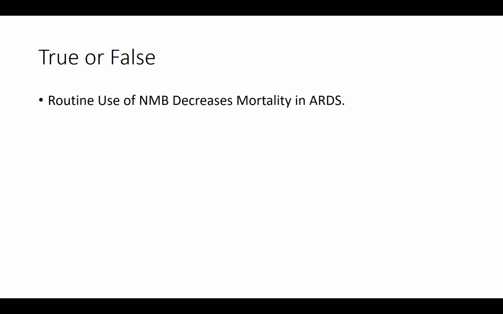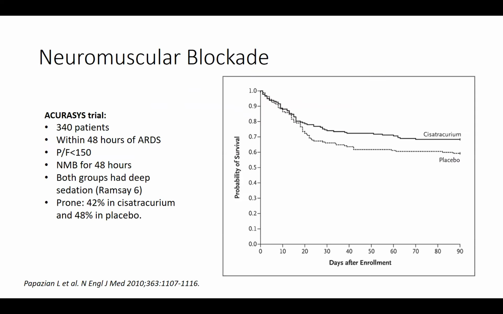All right. Neuromuscular blockade, true or false? Routine use of neuromuscular blockade decreases mortality in ARDS. What do you think? Just give some answers. I don't think it's improved the mortality. Okay, so you say false. What do you say? I say false. Okay, they overruled you. I appreciate your courage, though. All right, so you're not wrong, you're just outdated.